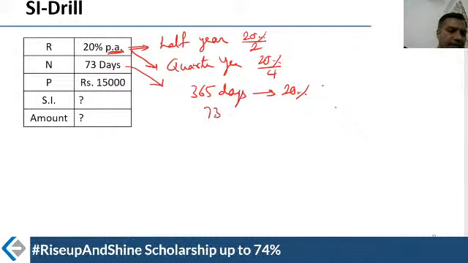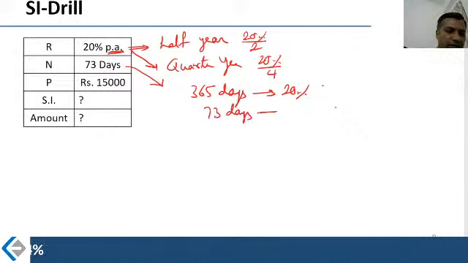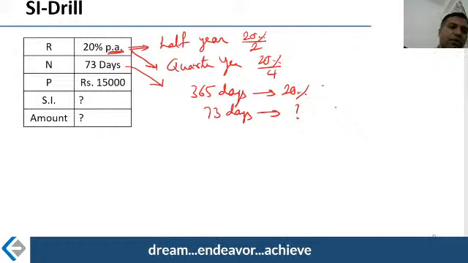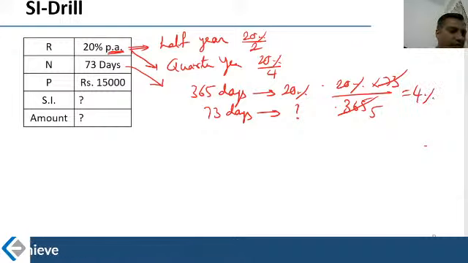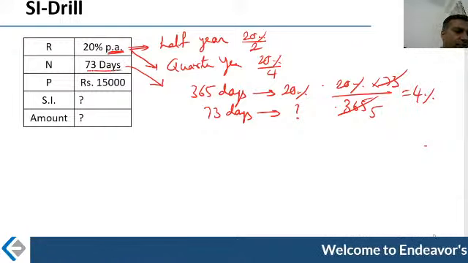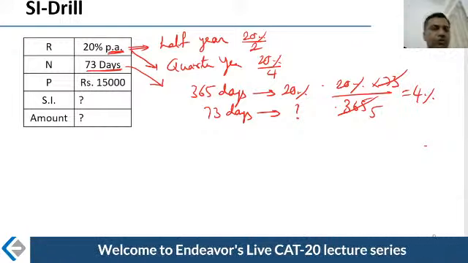Therefore, what does 73 days give me? What is the rate of interest? It becomes 1 by 5th. This is the calculation that you do for 365 days: it is 20%. For 73 days, 73 is 1/5 of 365, which is nothing but 4%. Therefore, you are saying that if you keep it only for 73 days, I will give you 4%. Simple calculations, no problem on this.